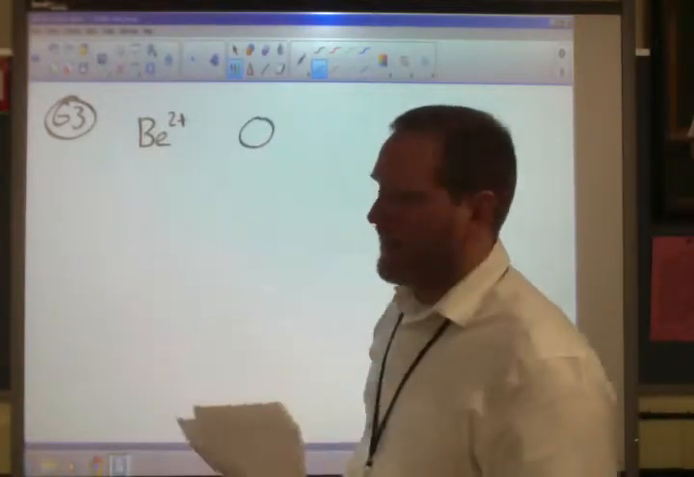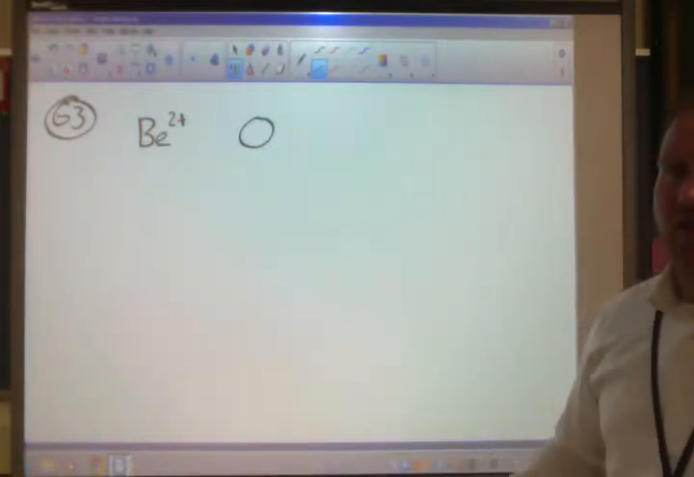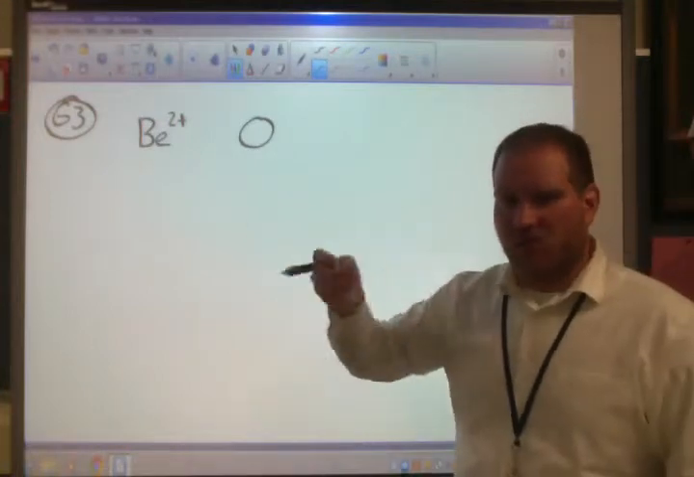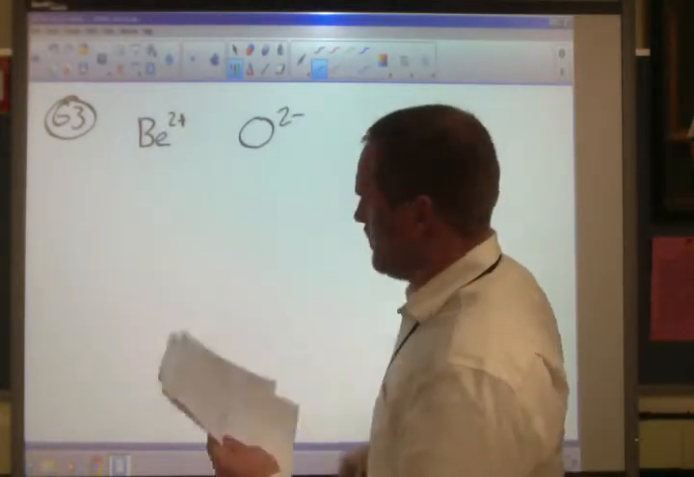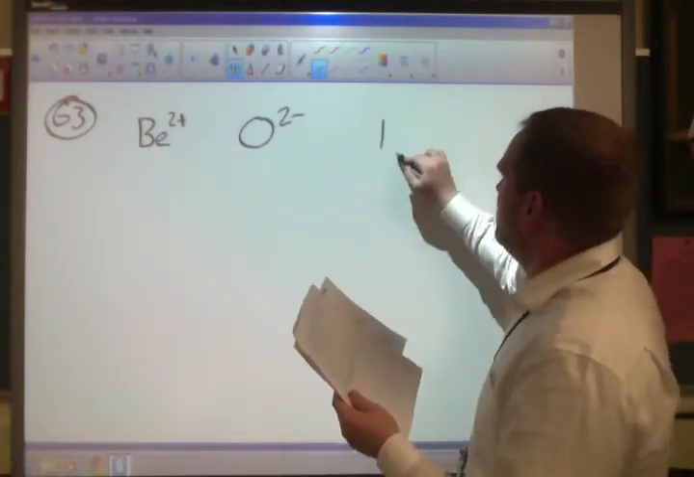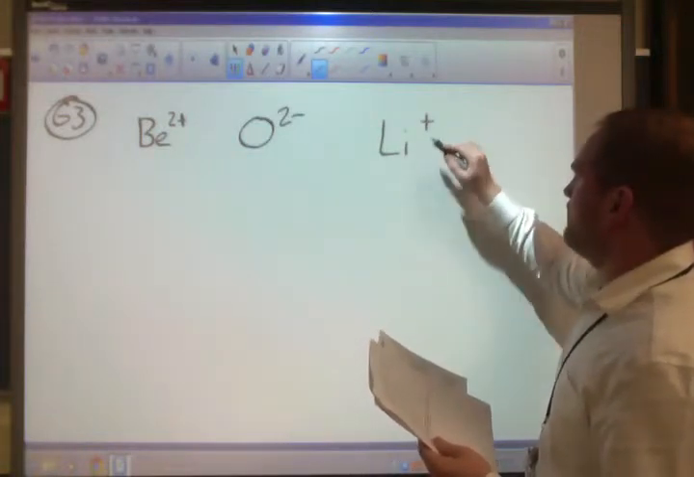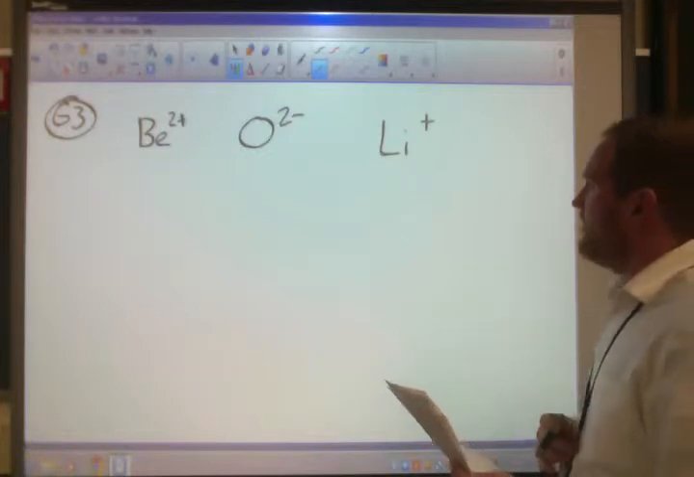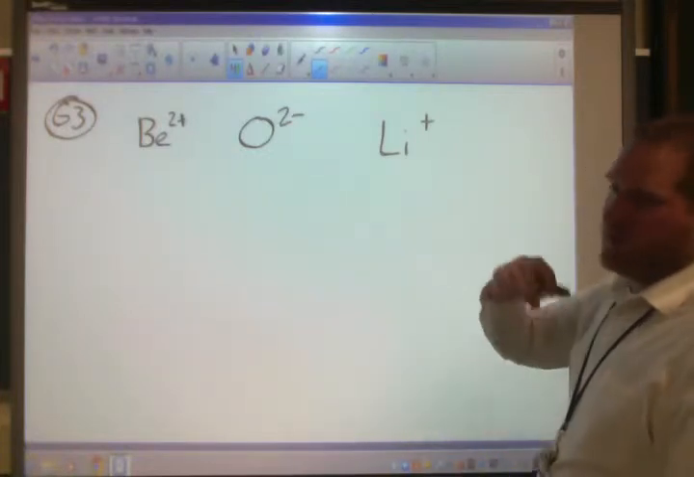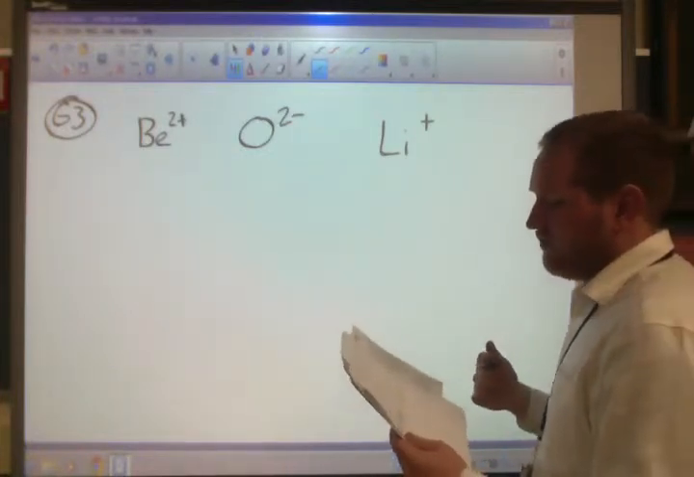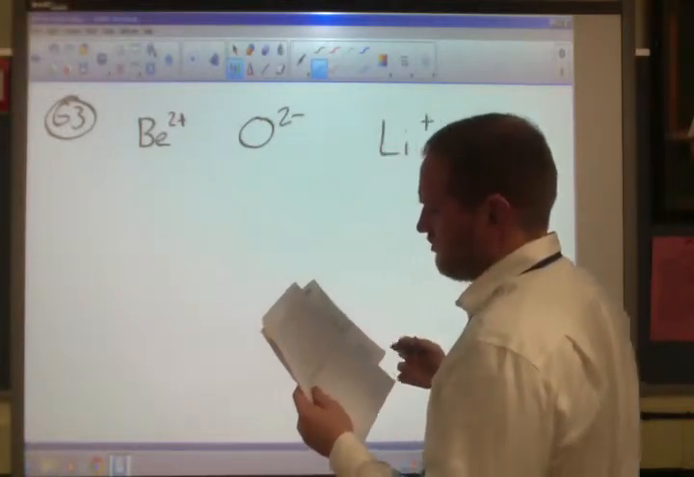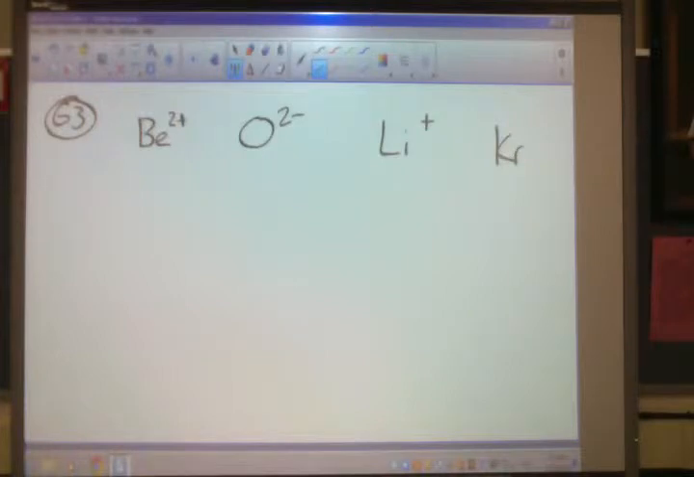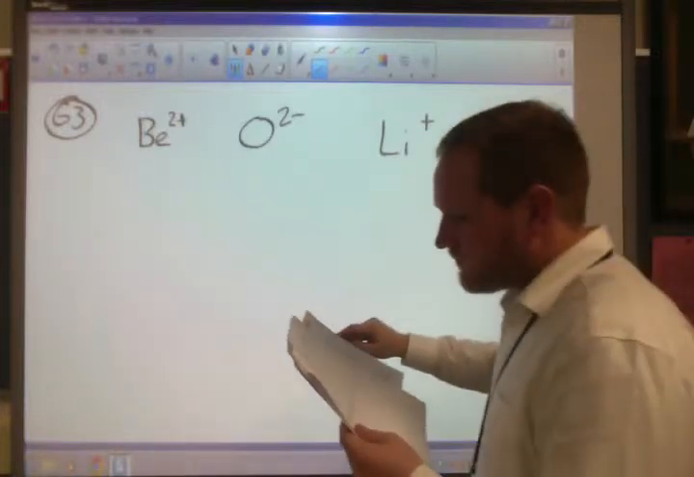Oxygen. Oxygen has 6 valence electrons. It's going to want to get to 8 valence electrons. So to do that, it picks up 2 negative charges. So therefore, O2 minus. Lithium is going to form Li plus. That's a 1 plus. We just write the plus because it has 1 valence electron and wants to lose it. Krypton. Trick question. Krypton's a noble gas. It's not going to form any ions, so leave it blank.